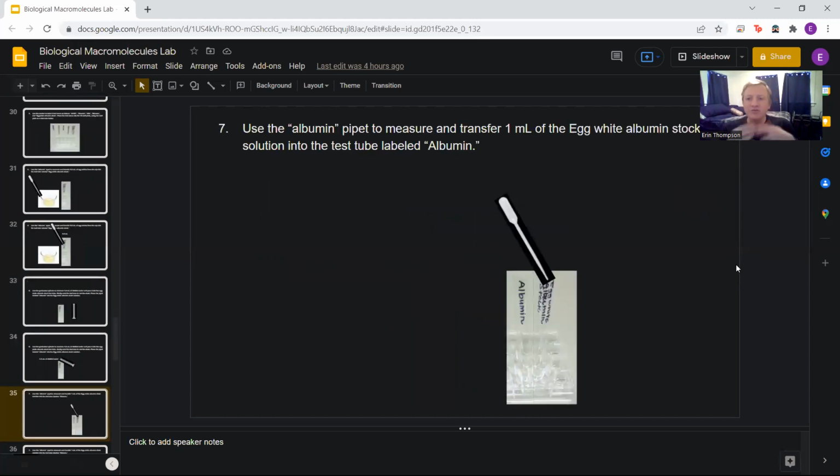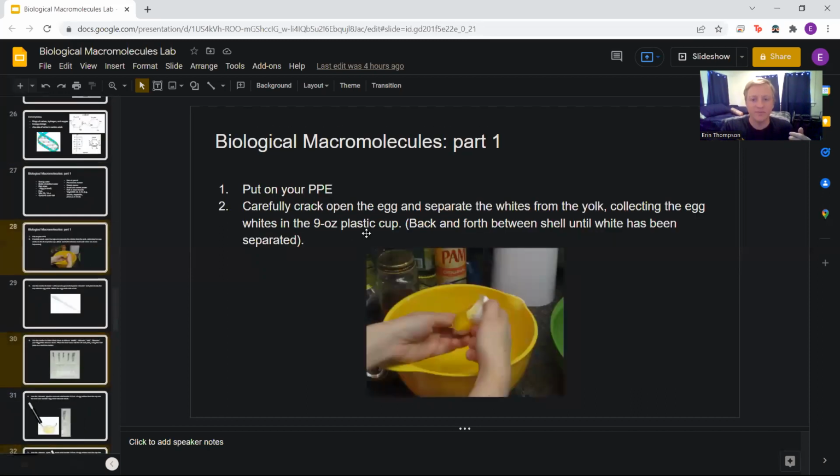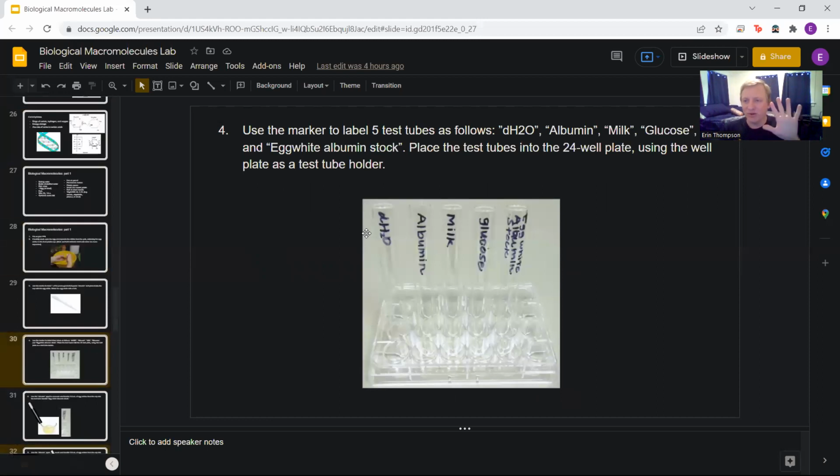Then you draw from that stock using your graduated pipette to add 1 ml of your stock to just your albumin tube. So again, let me go back. What's happening here is you have 5 tubes. You have an albumin tube and you have an albumin stock tube, so that you can run multiple assays using just the albumin tube. You can draw from the stock, and you'll see what's going to happen with the albumin tube.